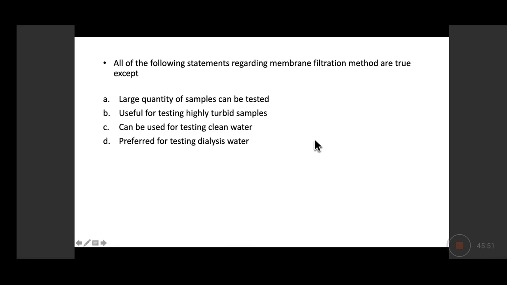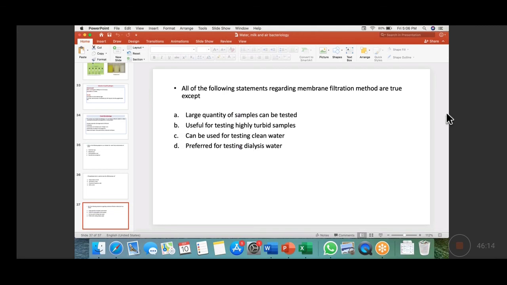Next: all of the following statements regarding the membrane filtration method are true except: a large quantity of samples can be tested, useful for testing highly turbid samples, can be used for testing clean water, and preferred for testing dialysis water. So which of these is the false statement? Yes, B. It is a false statement, as it cannot be used for highly turbid samples. We generally use the multiple tube method.